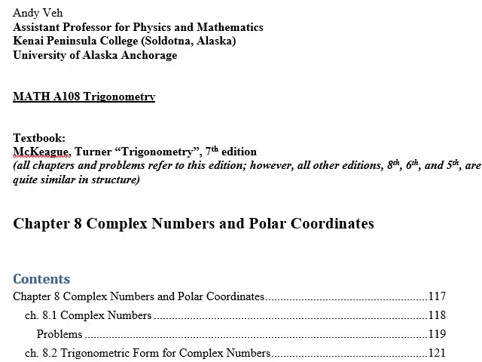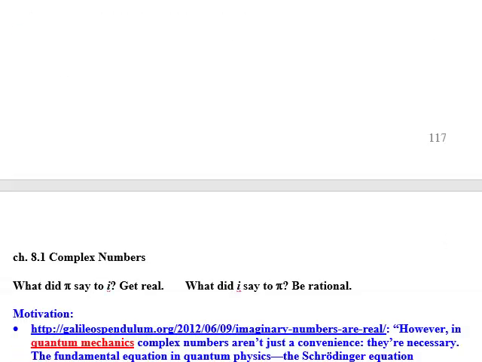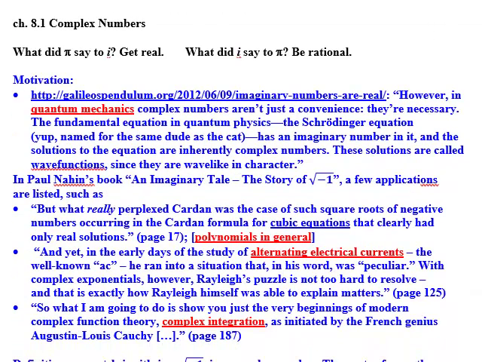This is chapter 8, complex numbers and polar coordinates, and notice that I'm only going to do the first couple of sections, complex numbers, and then trigonometric form for complex numbers, so chapters 8.1 and 8.2. All right, so I'm just going to read this.